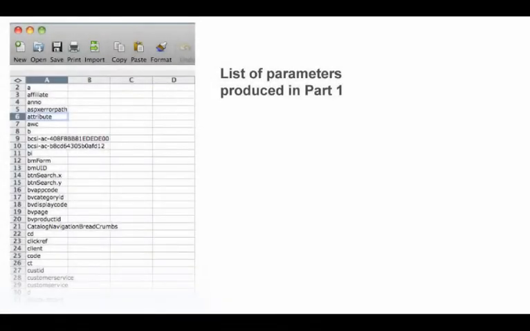In the first episode, we looked at how to carefully select and filter your data and then move that data across into Excel, where we stripped it down and ended up with what you can see here, which is a full list of all the query parameters that were produced for the site that we were looking at.